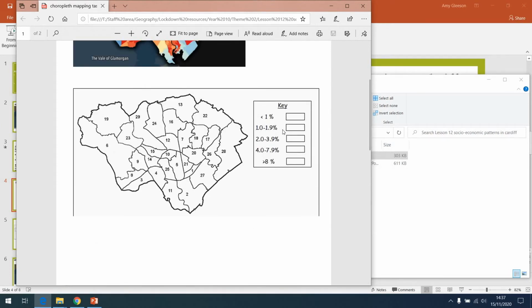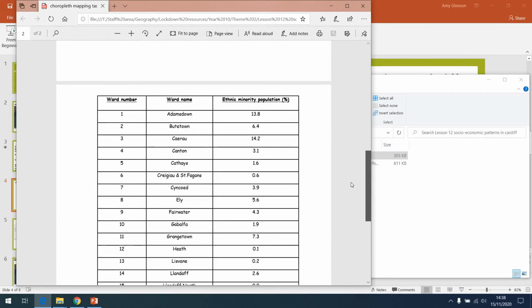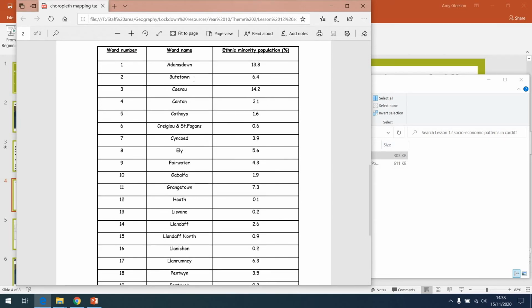It's more than 8. The important thing when colouring your key is you use lightest to darkest, remember. So if I was you, for example, leave less than 1% of the population is white. 1 to 1.9 could be a really light blue. 2 to 3.9 could be a medium blue. 4 to 7.9 could be a dark blue. And more than 8 could be black. You actually only need one blue colour. Press really light, medium and hard pressure. So create your key and then use that key along with these numbers to help you colour those places on the map in the correct colour.